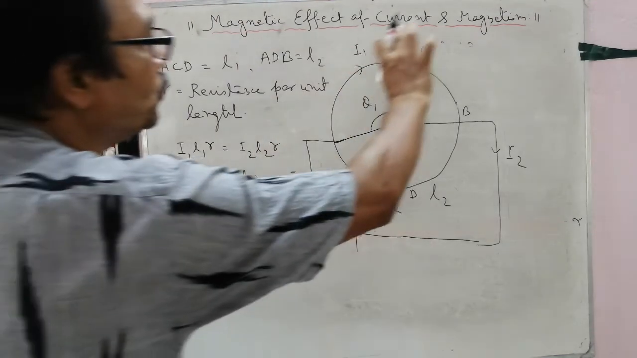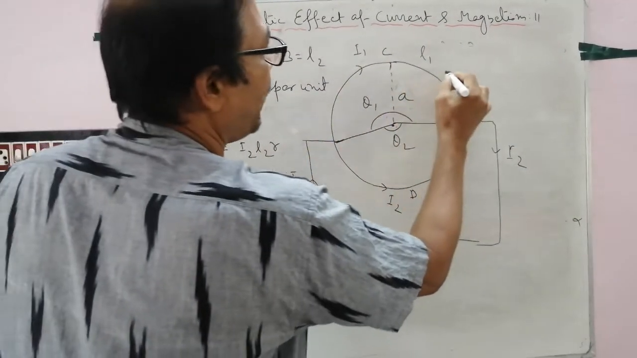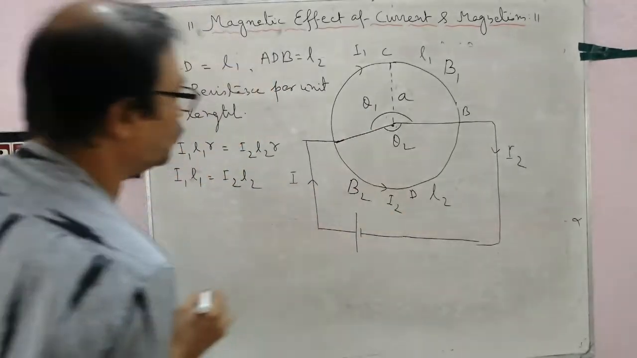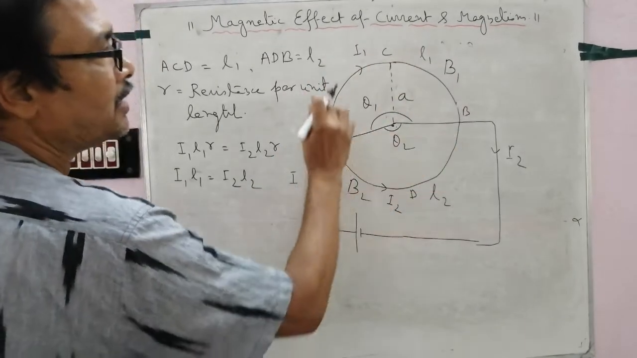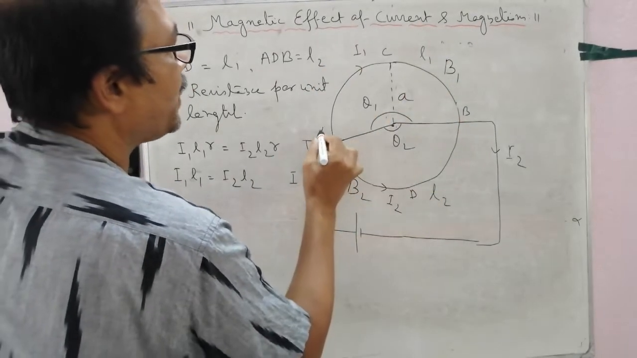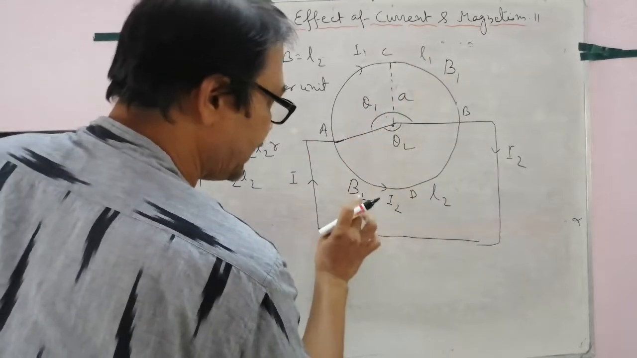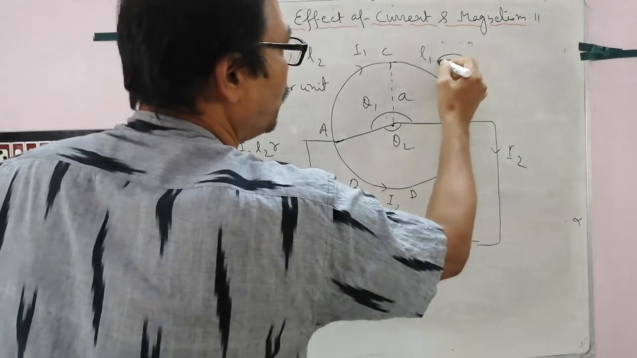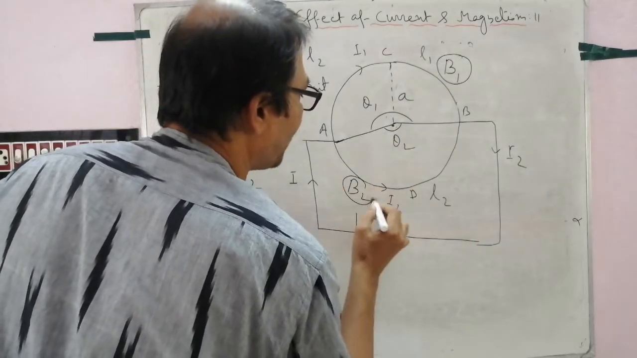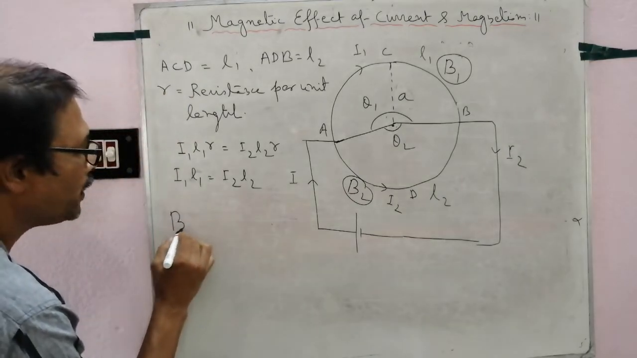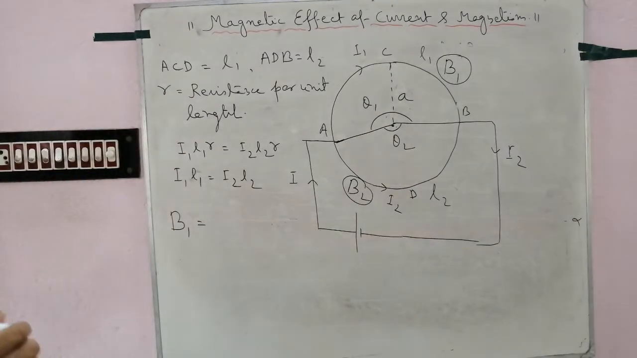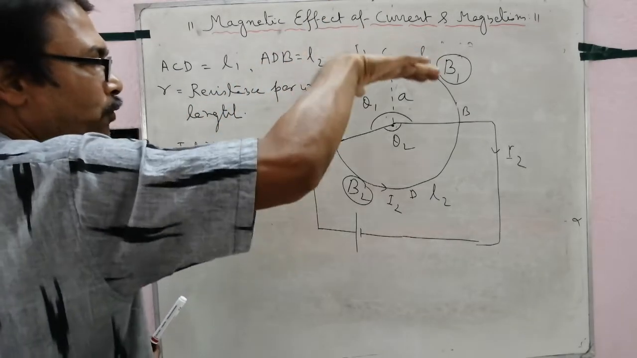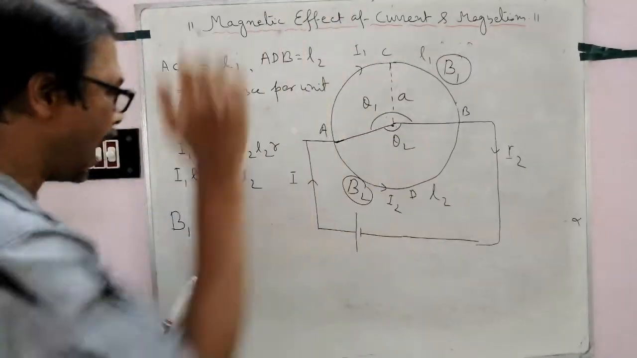So magnetic field due to the upper portion ACB is B1, and due to the lower portion ADB is B2. For the upper portion the field is downward, and for the lower portion the field is upward.